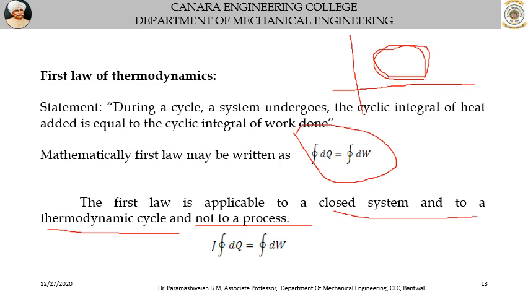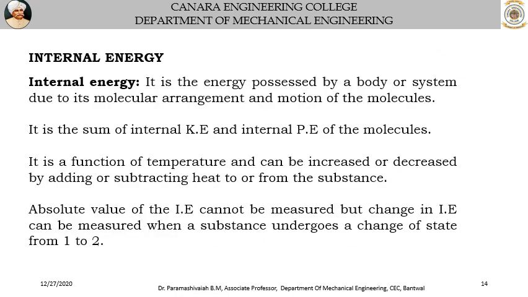And for a cyclic process, throughout the process, from 1 to 2 we do some work, from 2 to 3 we supply some heat, again do some work, then supply some heat, and at the end it reaches the initial point. In that case, the cyclic integral of heat transferred is equal to the cyclic integral of work done. That is the statement of the first law.